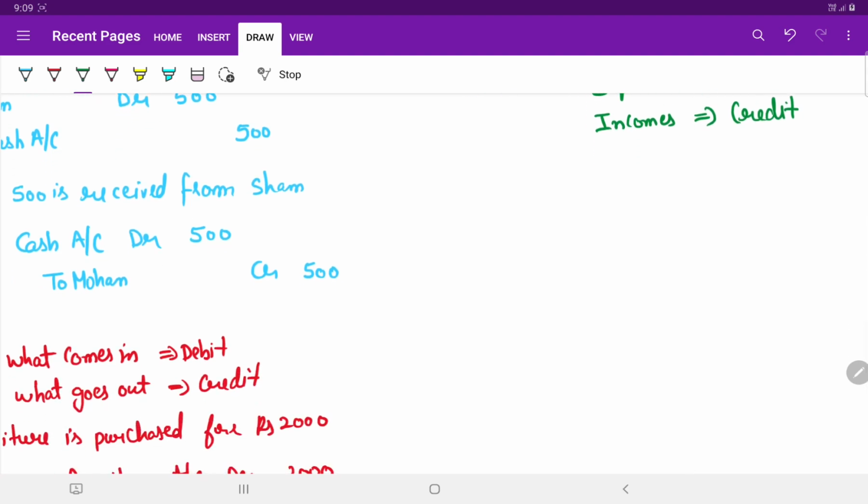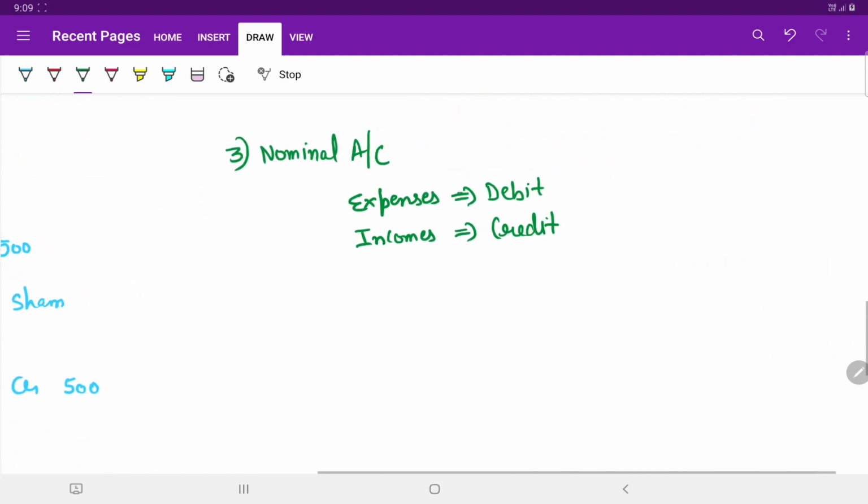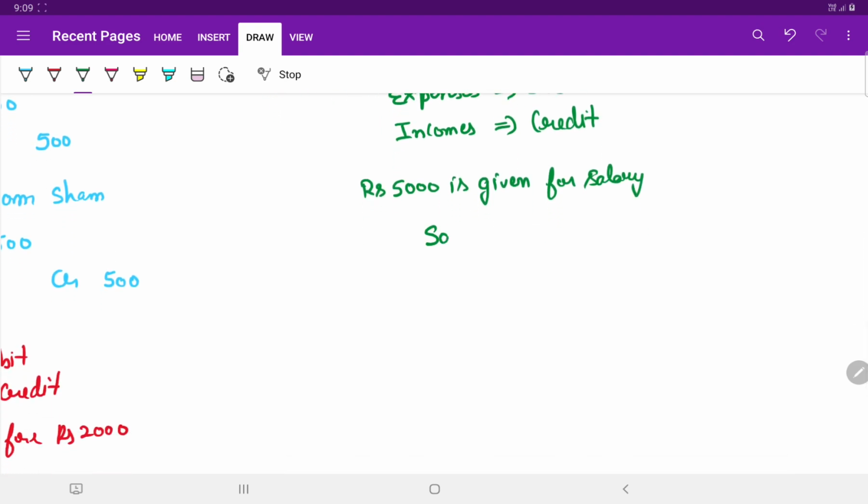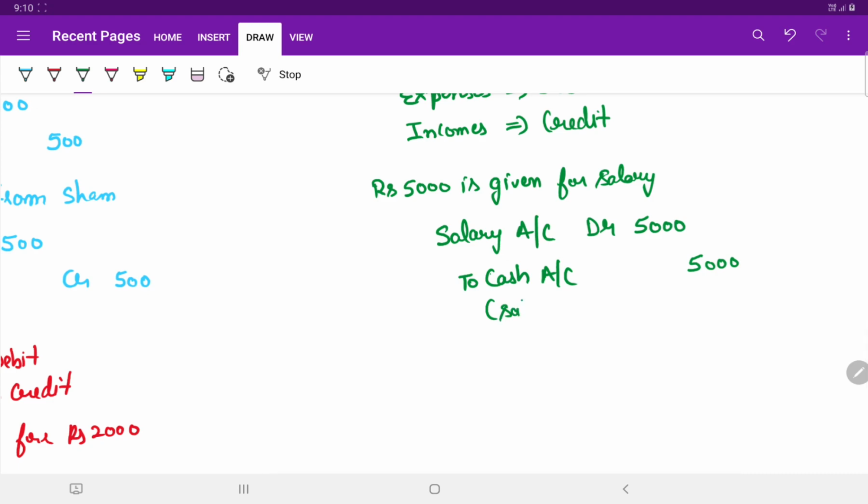So for example, let us see the case of salaries. We can say that rupees 5000 is given for salary to the employees. So the salary account will be debited because it is an expense. Remember, it is an expense. But the cash account will be credited because the money will be transferred from the cash account. So, the salary is paid in cash.